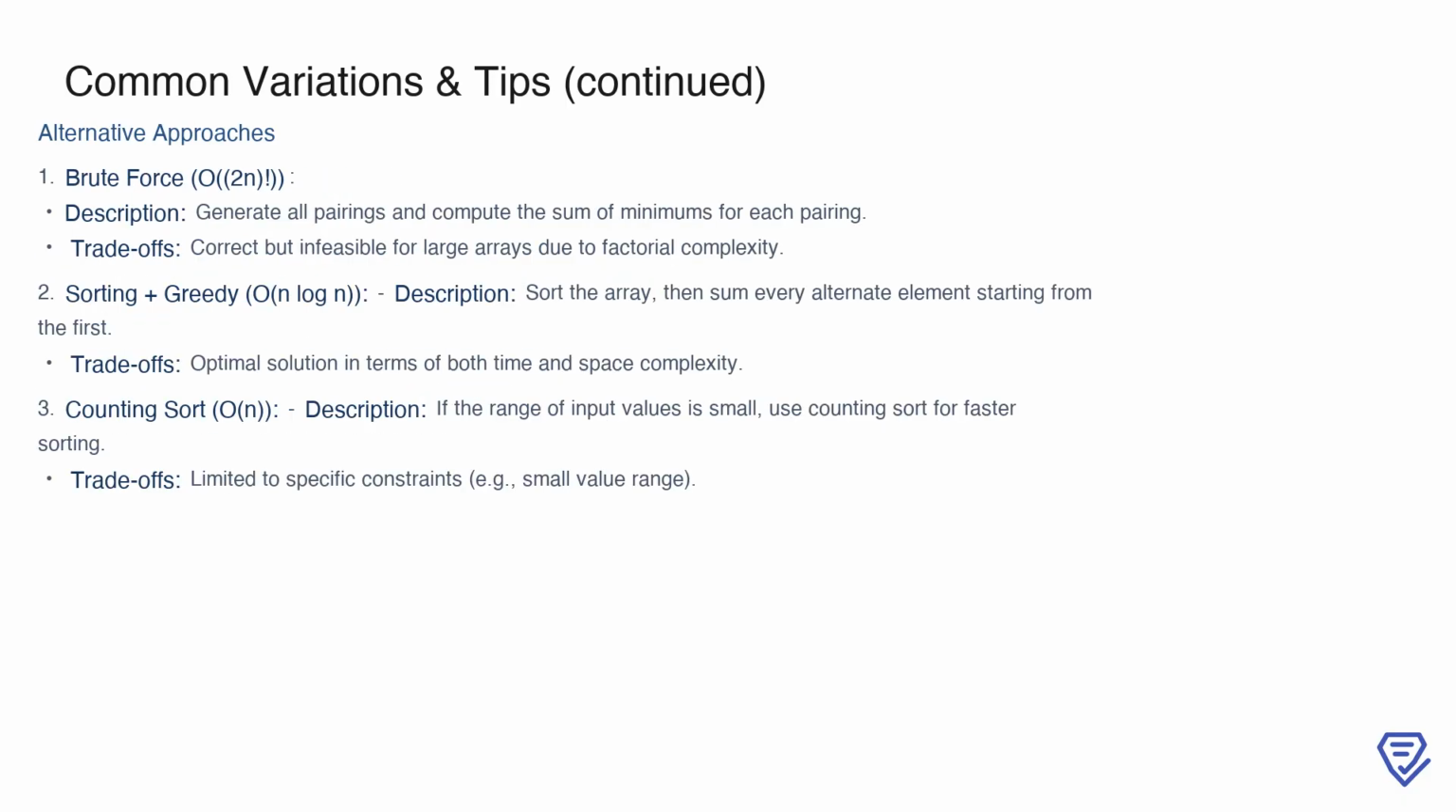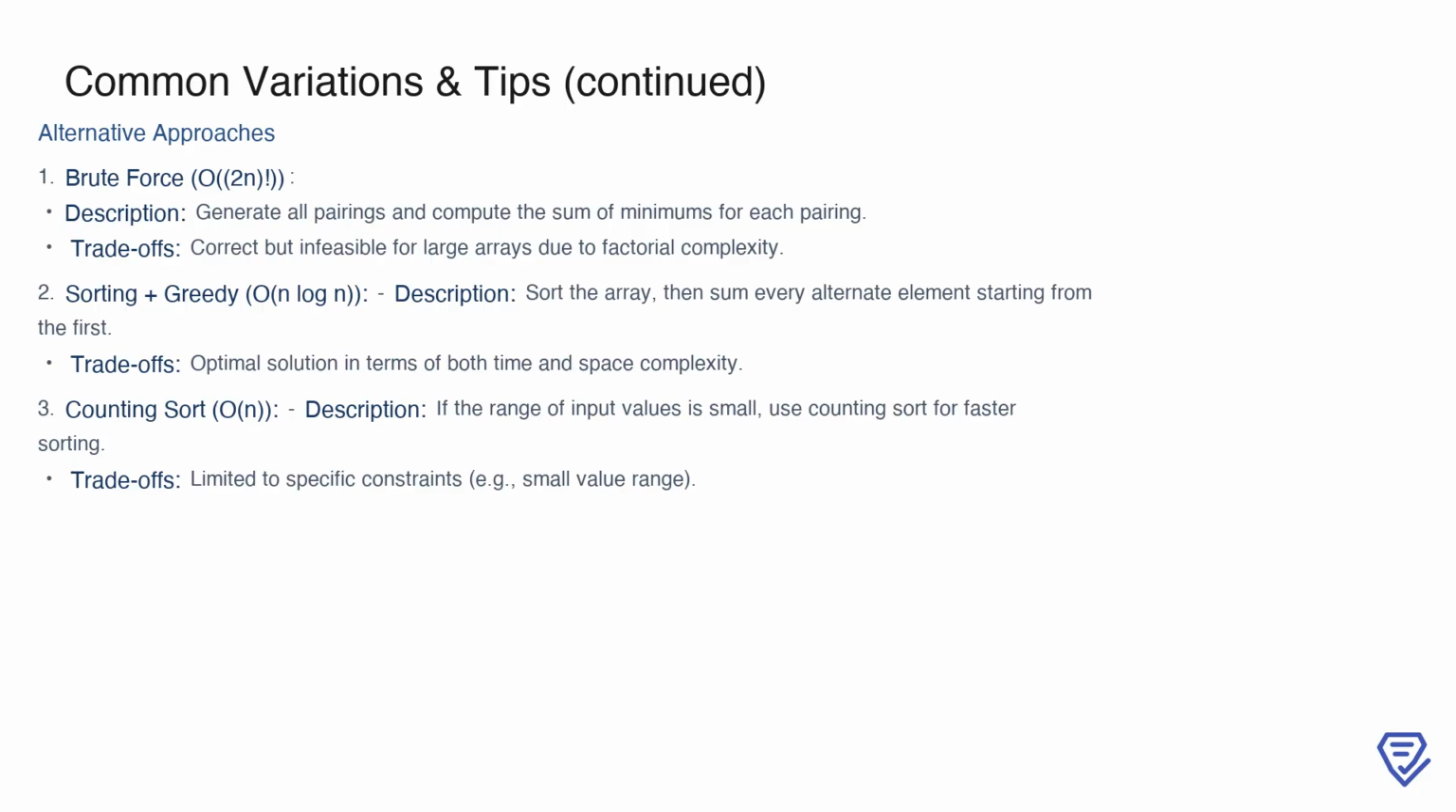When discussing alternative approaches, there are a few worth mentioning. The brute force method generates all possible pairings to calculate the sum of minimums. While this approach is correct, its factorial time complexity makes it infeasible for larger arrays, so it's more of a theoretical exercise. The most practical method is sorting followed by a greedy approach. By sorting the array and summing every alternate element starting from the first, you achieve the optimal solution with a time complexity of O(n log n).